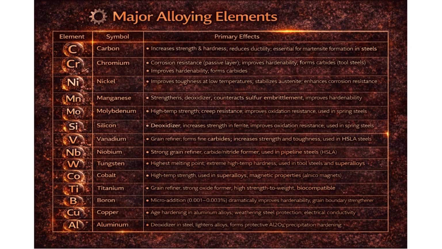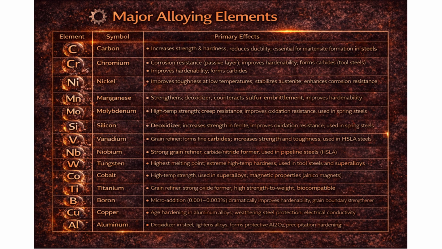Vanadium is a powerful grain refiner. It forms stable carbides that increase strength, toughness, and wear resistance, especially in high-strength low-alloy steels. Niobium also acts as a strong grain refiner and forms carbides and nitrides. It is commonly used in pipeline steels and high-strength structural steels. Tungsten has a very high melting point and provides excellent hardness at high temperatures. It is widely used in tool steels and high-temperature alloys. Cobalt improves high-temperature strength and is often used in superalloys and magnetic materials such as alnico magnets.